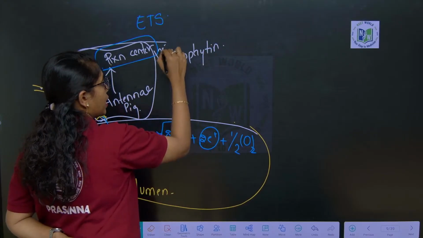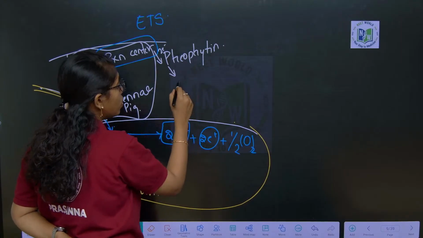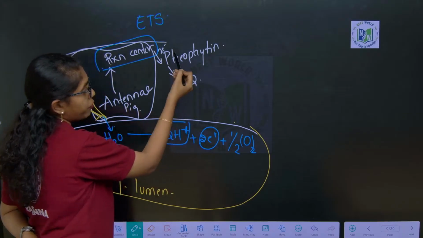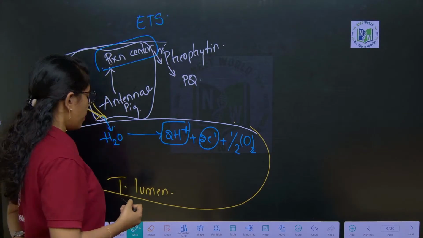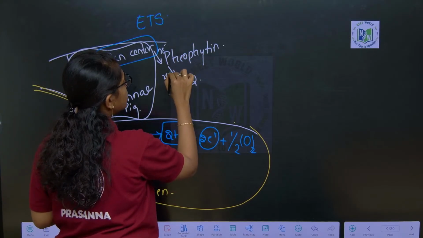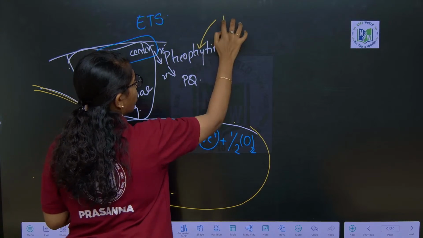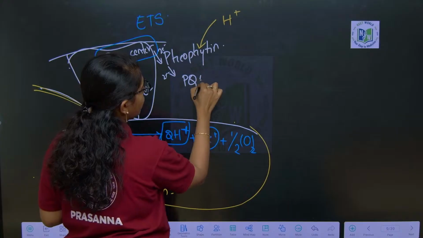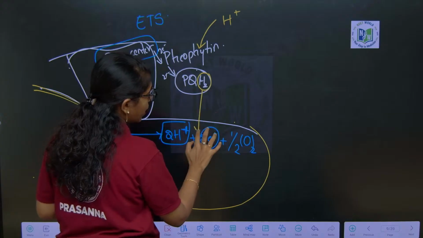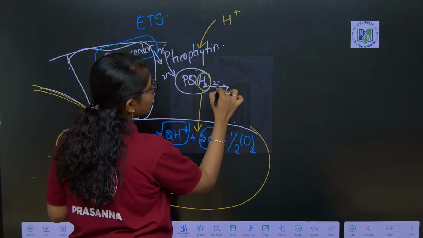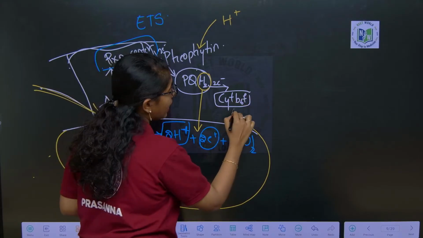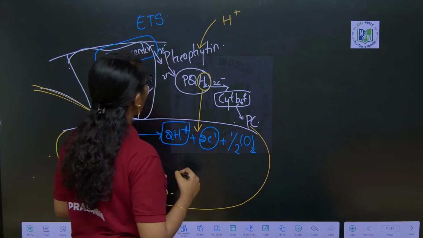It accepts 2 electrons, and then it gives them to the next protein molecule, that is plastoquinone. From pheophytin the electrons are transported to plastoquinone. This plastoquinone, immediately accepting 2 electrons, takes protons from the stroma and converts to plastohydroquinone. From this, H+ are transported into the lumen and 2 electrons are further given to cytochrome B6F complex. From that again it is lastly transferred to plastocyanin.